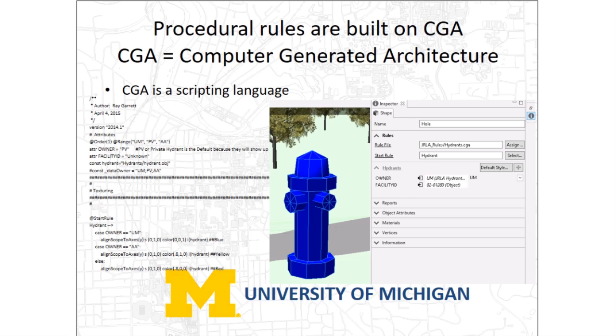Logic in a CGA file, the only thing that they really let you do is a case statement. There's not an if-then-else or any other kinds of switches or fors, and you really have to drive down through the case statement to make things work in the CGA rules. And here we're just assigning a blue color to the U of M hydrants, a yellow color to the ones that are owned by the City of Ann Arbor, and then if we don't have the data filled out, we're assigning it a red color to stand out to us to say we've got a data problem there, to take a look at it.